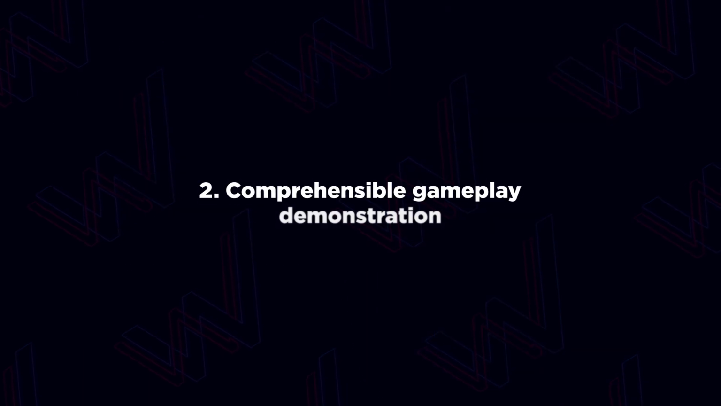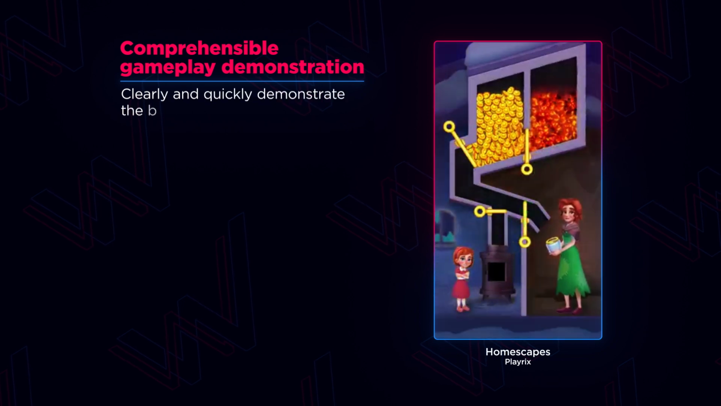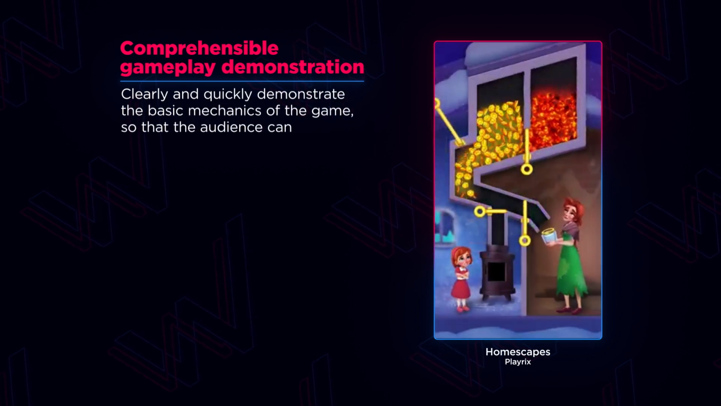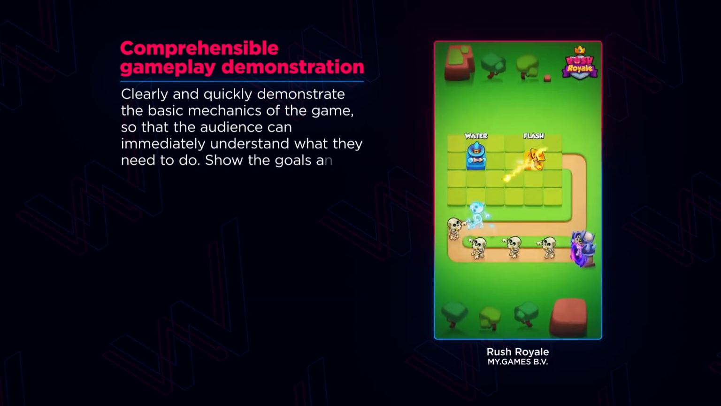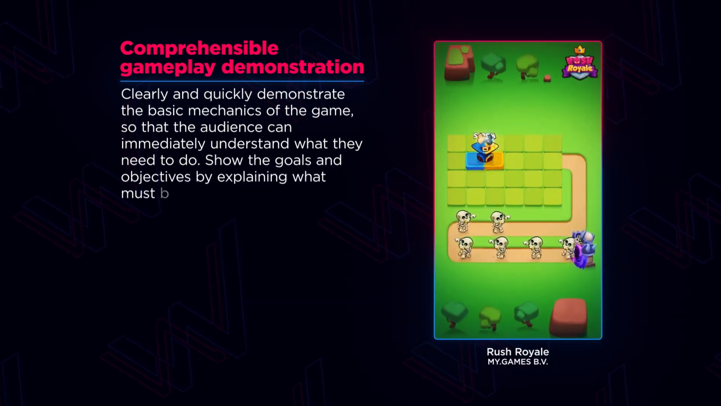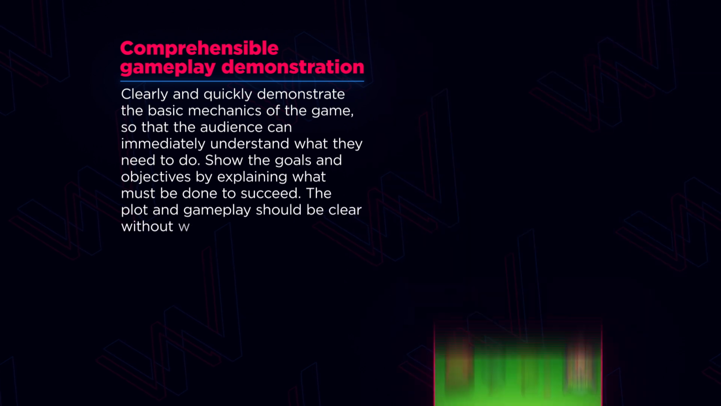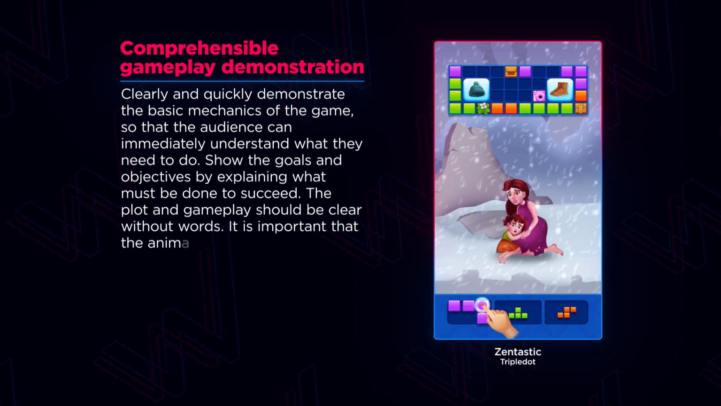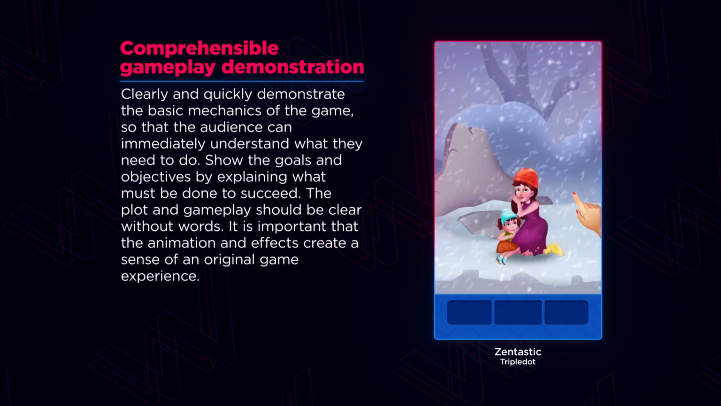Number 2. Comprehensible gameplay demonstration. Clearly and quickly demonstrate the basic mechanics of the game so that the audience can immediately understand what they need to do. Show the goals and objectives by explaining what must be done to succeed. The plot and gameplay should be clear without words. It is important that the animation and effects create a sense of an original game experience.